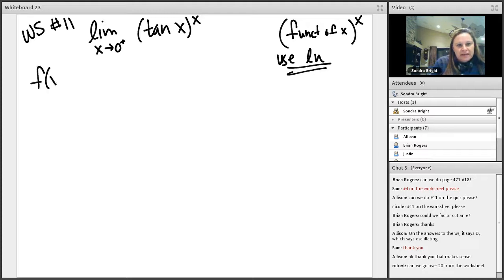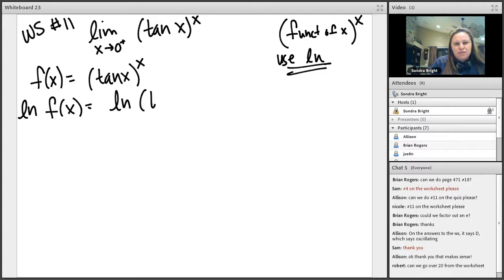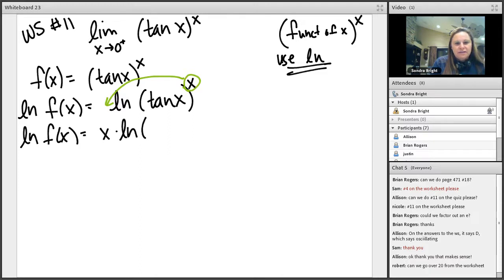So I'm going to let f of x, my function, be tangent of x to the power of x, so that now when I take the natural log of both sides, and I do that so that I can get that x out of the exponent, because now I can take this x and put it in front there. So I've got the natural log of f of x is equal to x times the natural log of tangent of x.